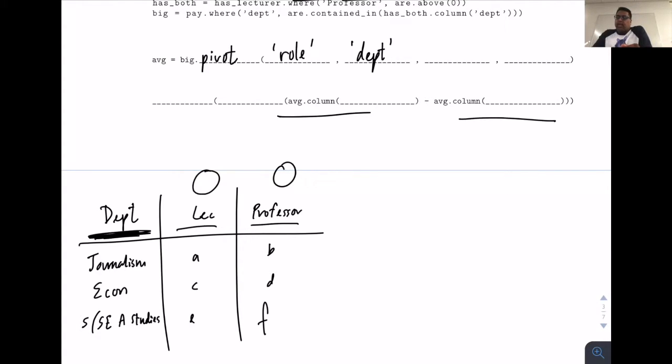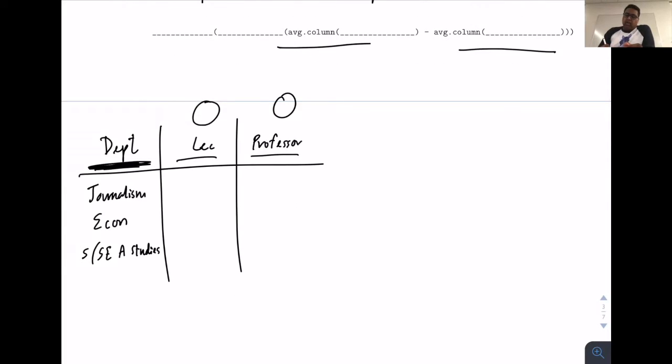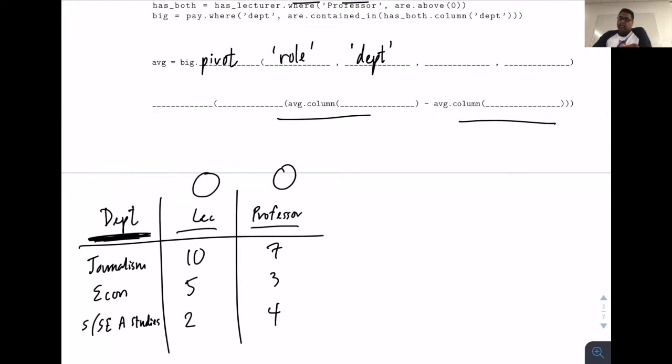And now here is where we have to specify some non-default or non-required arguments into pivot. By default, pivot won't give me the average salary value, but rather it'll tell me, okay, there are 10 journalism lecturers, there are 7 journalism profs, and so on and so forth. It'll just give me the count for how many of these there are. It won't tell me anything about the salary, and we don't care how many there are, we care about the salary.